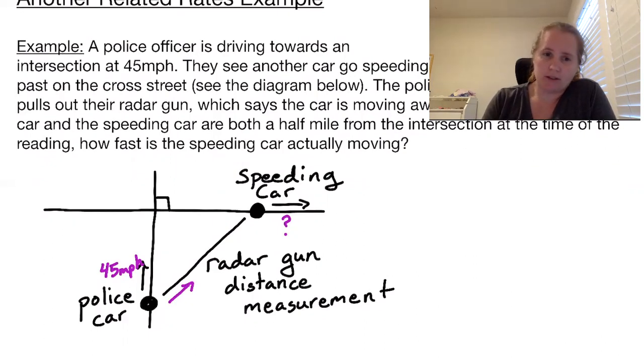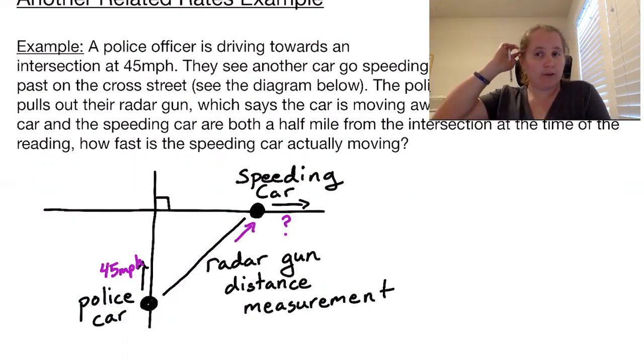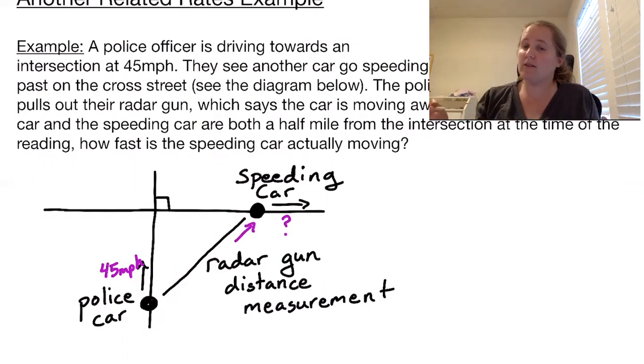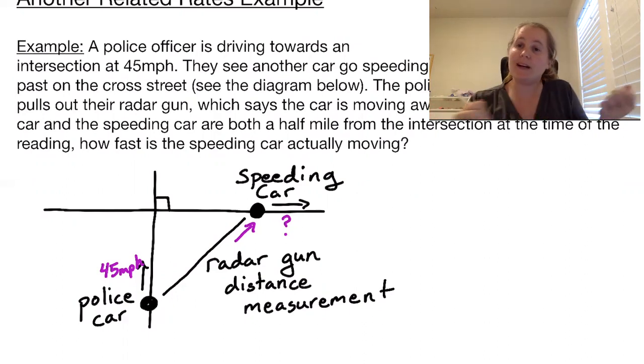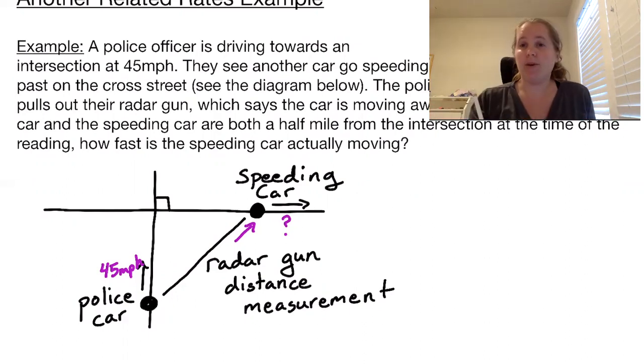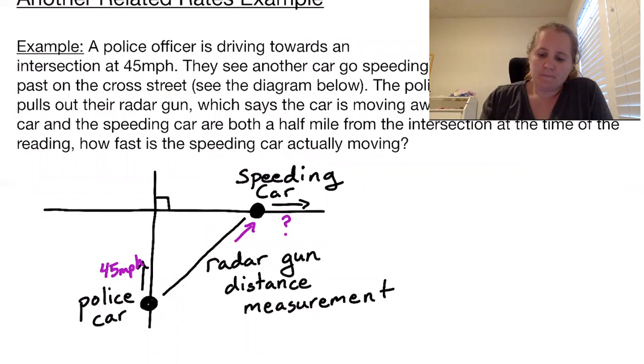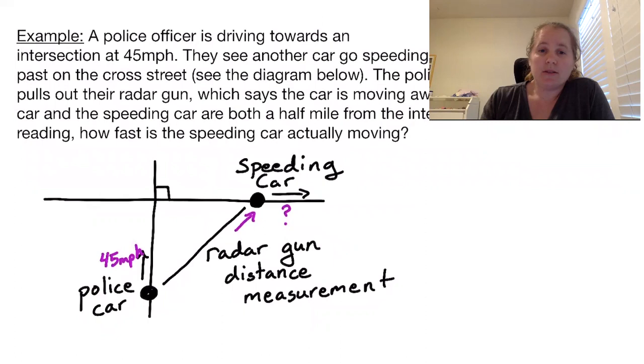So I'm going to put the arrow over here. So the radar gun is seeing how fast the distance between these two cars is changing, the direct distance, not by the roads. So in this case, the diagram's already drawn for us. Again, if you want, you're welcome to skip the words.